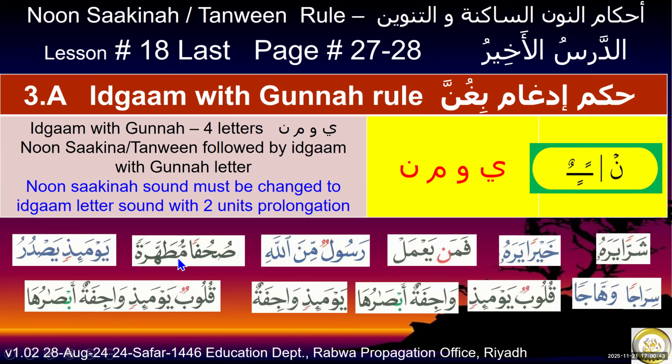Suhufam mutahhara. Yawma idhi yazduru. Here zal is having kasratain. Remove one kasra, make it ya sukun and join together. Zal kasra ya sukun, zi. Yawma idhi yazdurun nasu. Here the other word is also there.